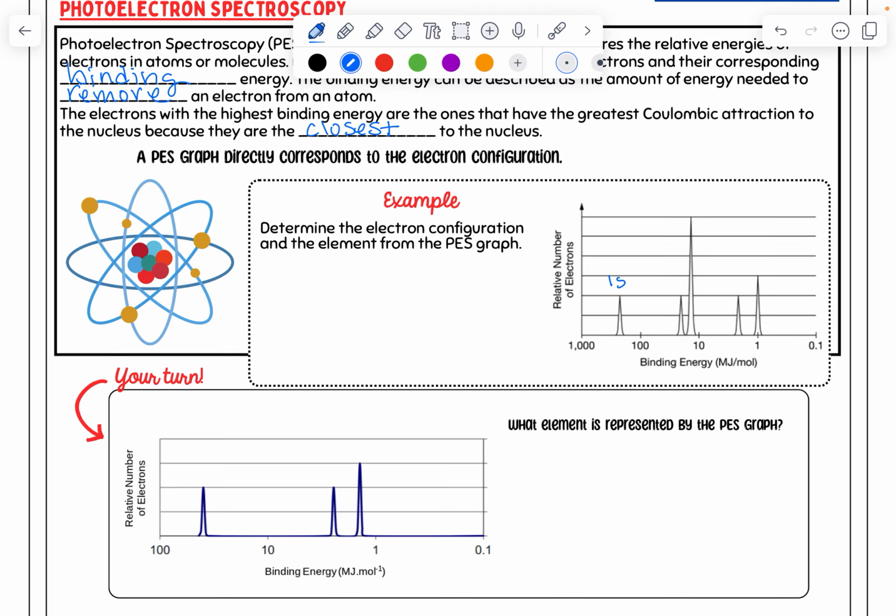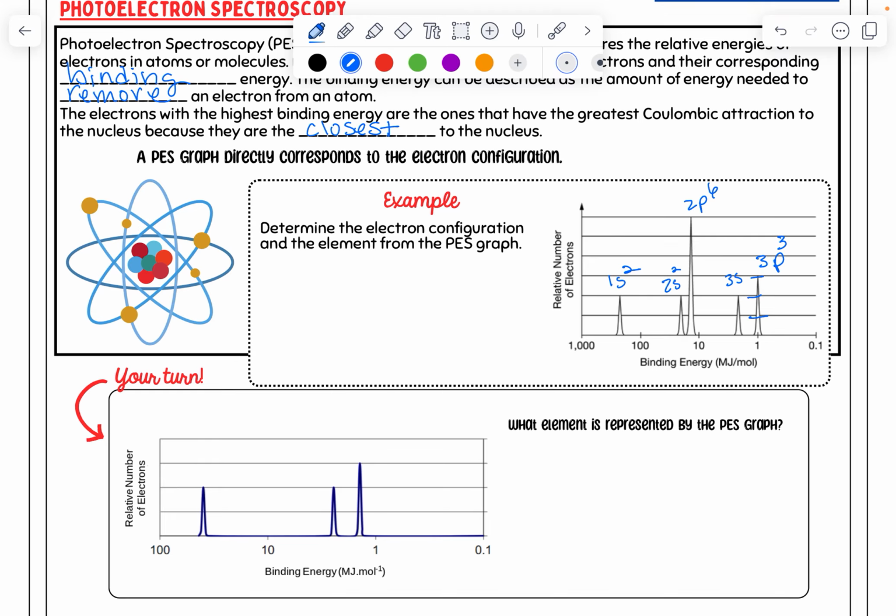This is 1s2. Each of these lines doesn't always correspond to one electron, but here they do. So this must be the 2s2, and that means this is the 2p6. This makes this the 3s2. And then this is 3p, and each of these is 1, 2, 3, so it's 3p3.